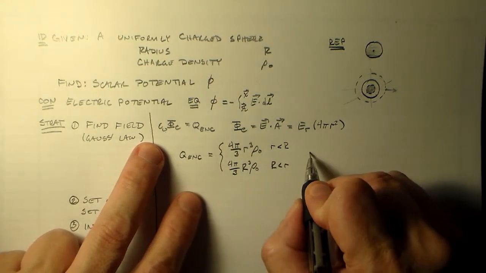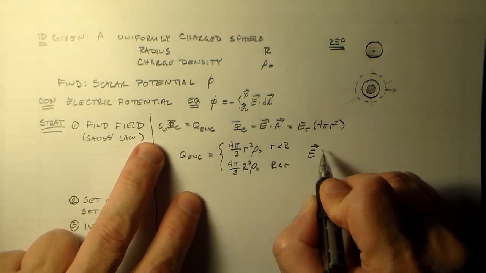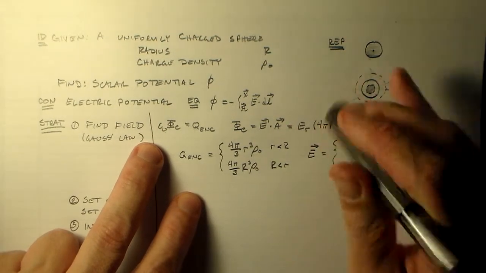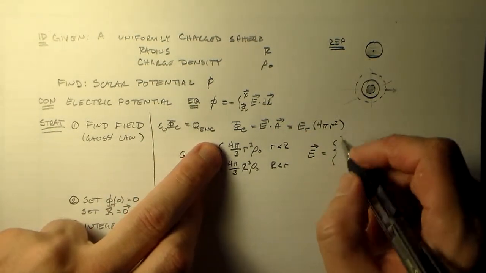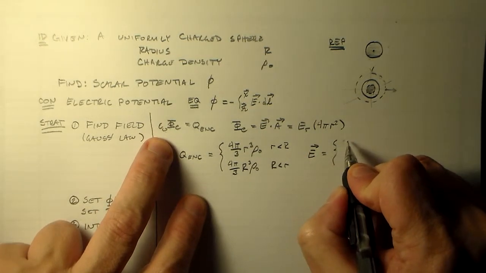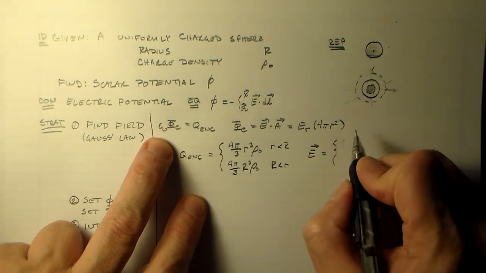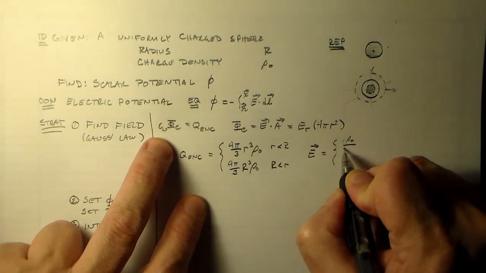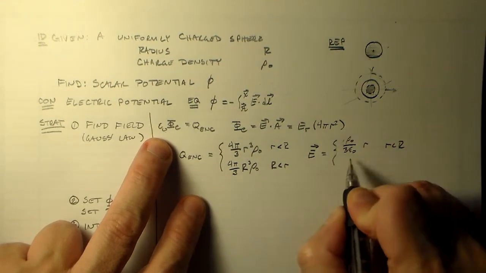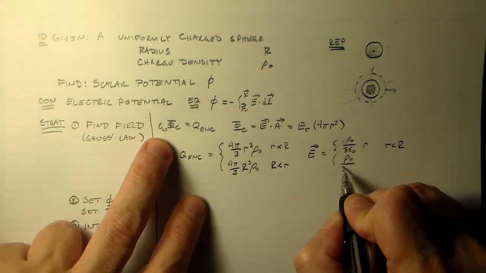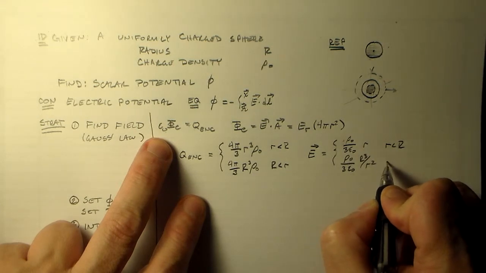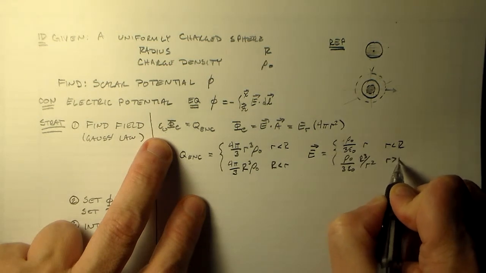We have this constant in there. We've got a 4 pi in this, so we divide by the 4 pi, we get the epsilon naught in there, so we end up with rho naught over 3 epsilon naught little r, when r is less than big R, and rho naught over 3 epsilon naught big R cubed over r squared when little r is greater than big R.